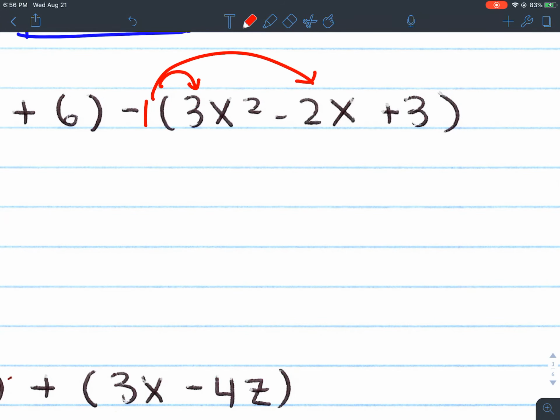So now I'm going to look for some like terms. I have 5x squared minus 3x squared. That's going to be 2x squared. And then, what else do I have here? I have negative 3x plus 2x, and that's going to be negative x, or negative 1x. And then lastly, I have 6 minus 3, and that's going to give me a positive 3. And this is in standard form, and so I am done.